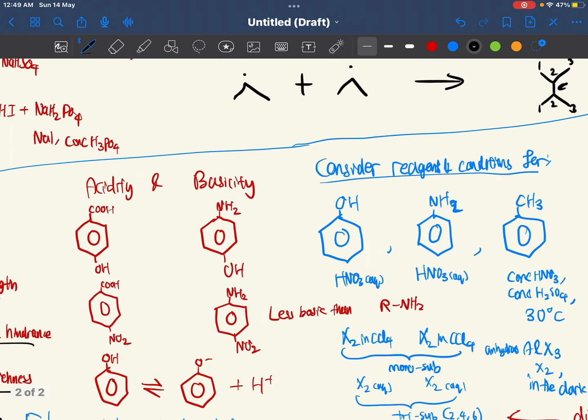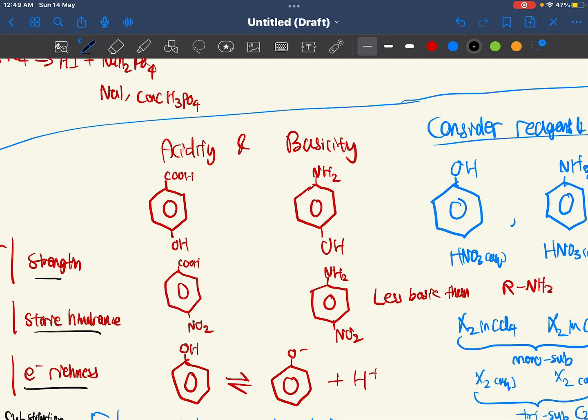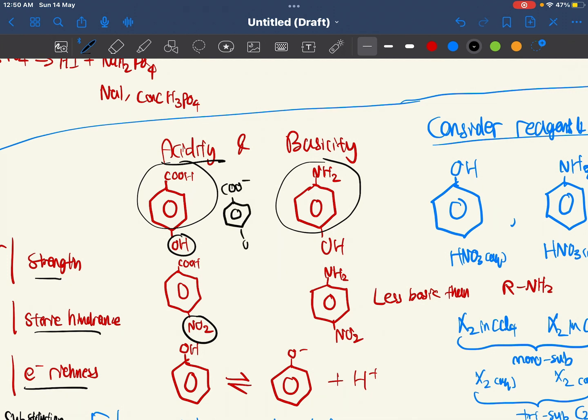So now we consider the acidity and basicity. For example, we have our benzoic acid that we're looking at here, and our phenylamine. When we look at acidity and basicity, we are aware that there are substituent groups. This is an activating group, this is a deactivating group. With respect to acidity, we're looking at the stability of the benzoate anion, so we're looking at how dispersed this negative charge on O is.